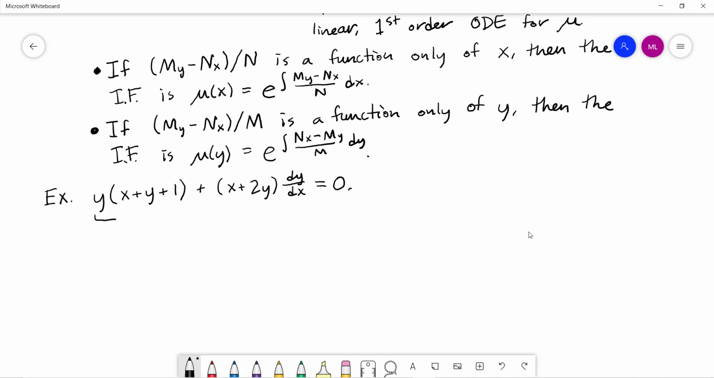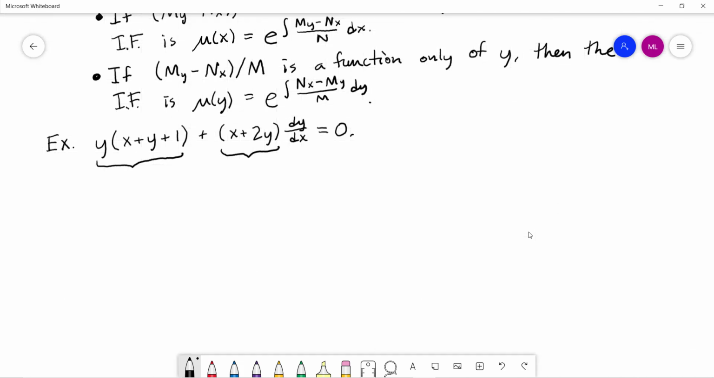So here's our differential equation. And we start by assuming it's maybe an exact equation and seeing if we get lucky. So there's my M, there's my N. Is it exact? So I need to check if M_y is equal to N_x. So what is M sub y? What is the y derivative of this? You can either distribute through and take the derivative, or we could just do a product rule. I'll just do product rule.